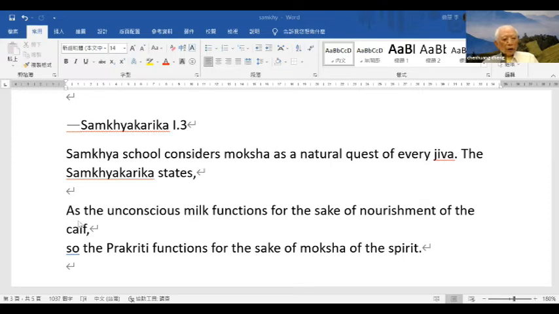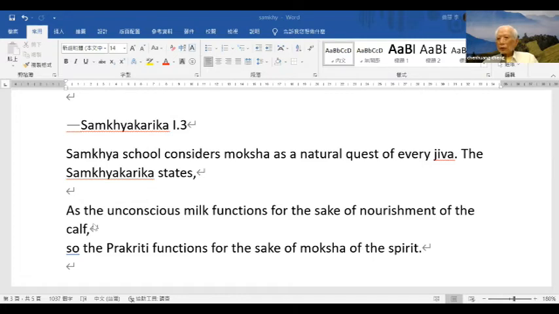The same case as milk: we have milk. The milk is a kind of matter. So milk is unconscious. It has no consciousness. The unconscious milk functions, or acts, to nourish the calf. Calf means a little ox, a small ox or a child ox. The unconscious milk functions for the sake of nourishment of the calf.